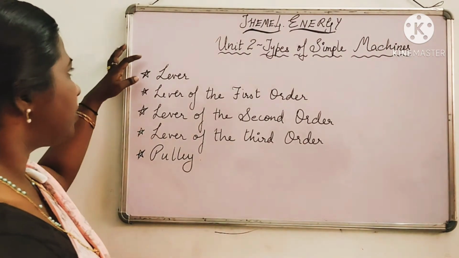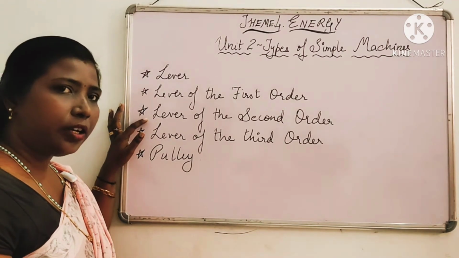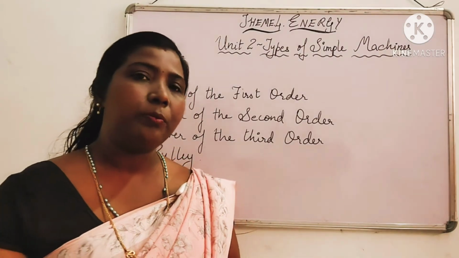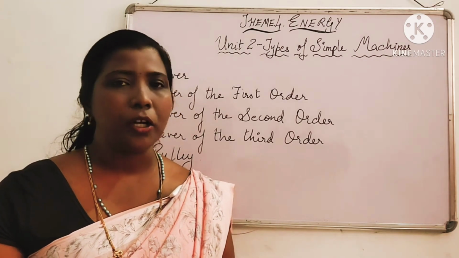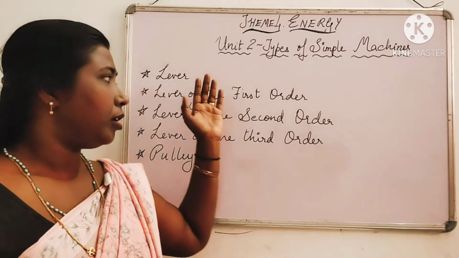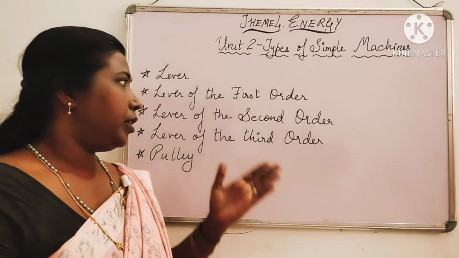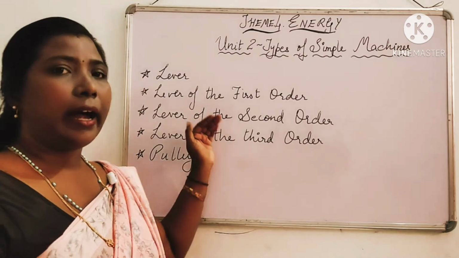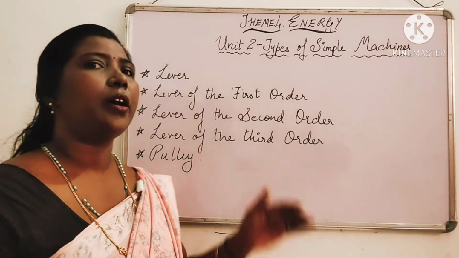First is lever, then lever of the first order, lever of the second order, lever of the third order, and the pulley. Other topics like wedge, inclined plane, wheel and axle, and screw are omitted from your syllabus. You only have to learn these clearly with the diagrams and their examples. Learn it very carefully, listen carefully and read the book, because questions will be asked from these topics.